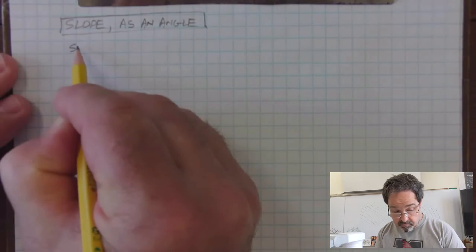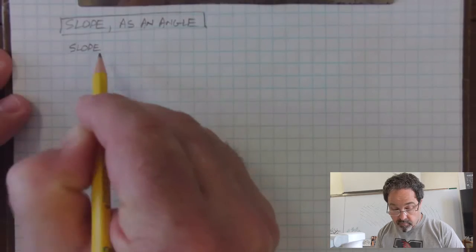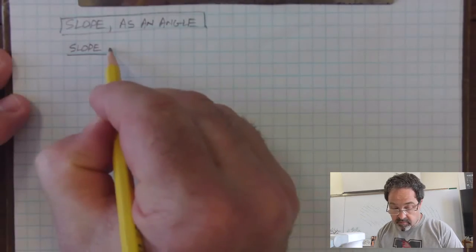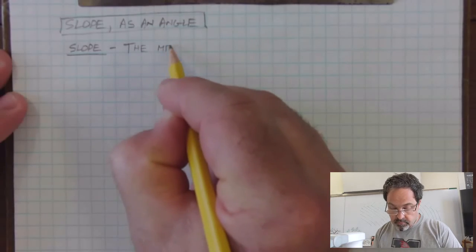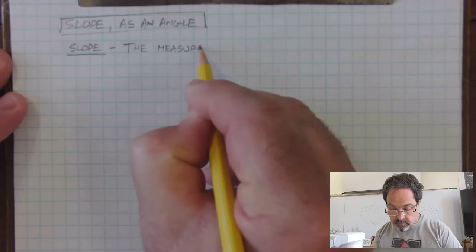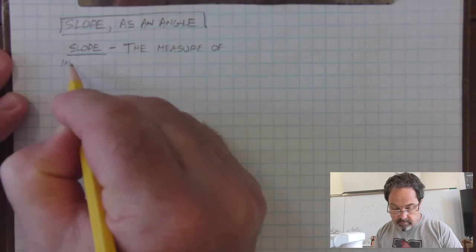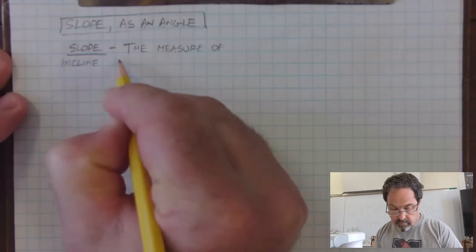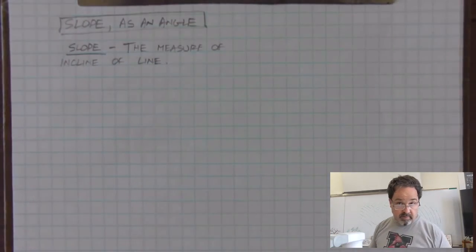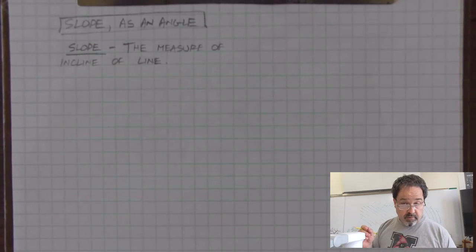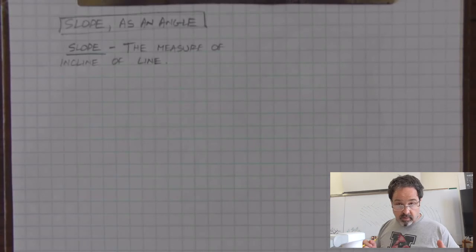Slope can be defined very simply, though there's a lot that we can do with it and a lot of ways that we can study it. Slope is the measure of incline of a line. Lines in mathematics are perfectly straight. They go in two directions. Lines have slope. We can measure the slope of a line.